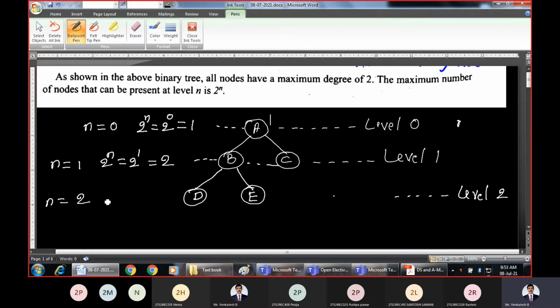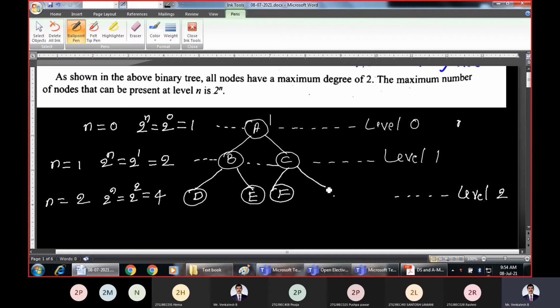Now when you apply this formula here, 2 raised to n, what is the value of n here? The level is 2. 2 raised to 2 is equal to 4. The maximum possible nodes at this level is 4. We cannot have more than 4 nodes in this level. That is the second level. Now in the second level, how many nodes are there? In the second level, 2 nodes are there, which is obviously less than 4. If you extend this tree further, now how many nodes are there in level 2? In level 2 we have 3 nodes. Obviously it is not more than 4.